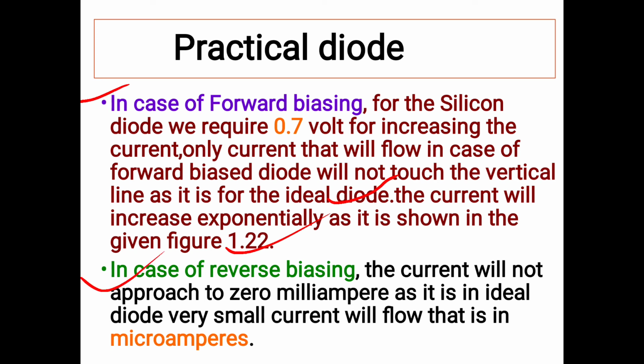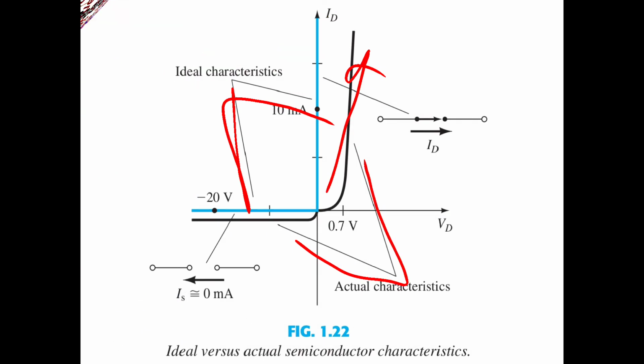Now in case of reverse biasing, the current will not approach 0 milliampere as it does in the ideal diode. A very small current will flow, in microamperes. In case of the practical diode, you can see here, this is our current graph. The current will not be equivalent to 0. There will be some current, but it will be very small, in microamperes. So these are the differences between the ideal diode characteristic and the practical diode characteristic.